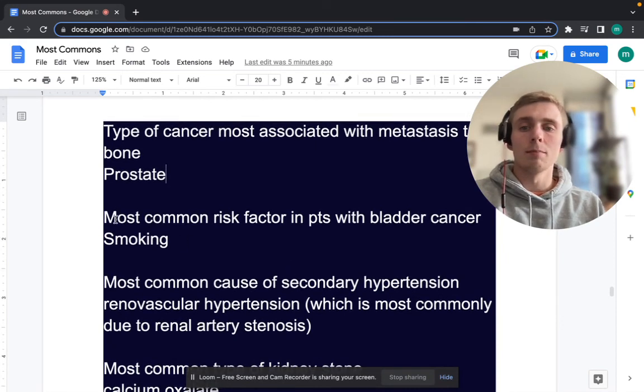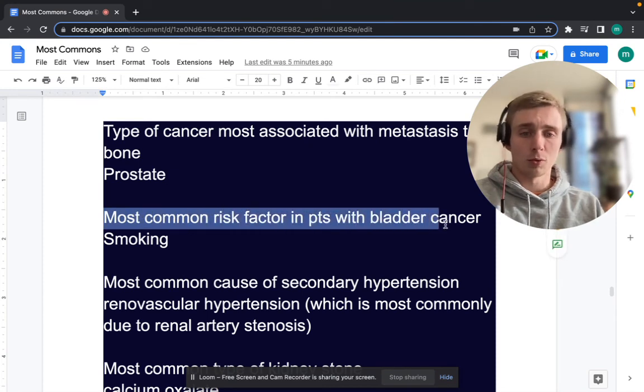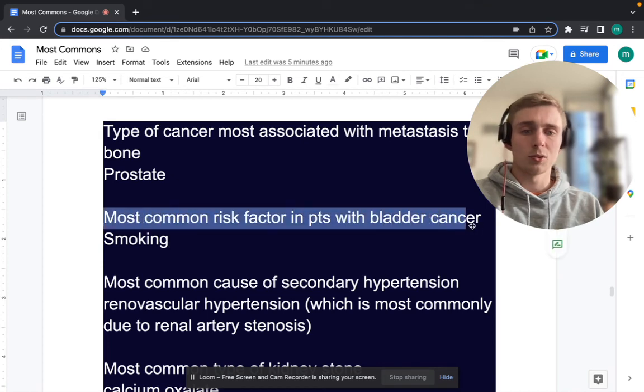How about the most common risk factor in patients with bladder cancer? This is always tested. That's going to be smoking. Also environmental exposures, like industrial exposures like dyes, and recurrent injury. But the biggest one is smoking. So smoking is the most common risk factor in patients with bladder cancer.